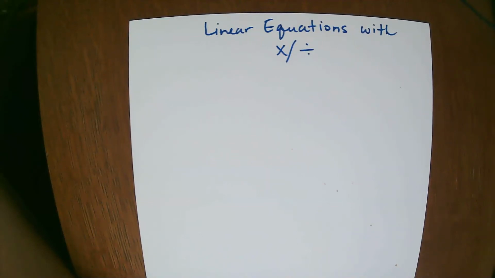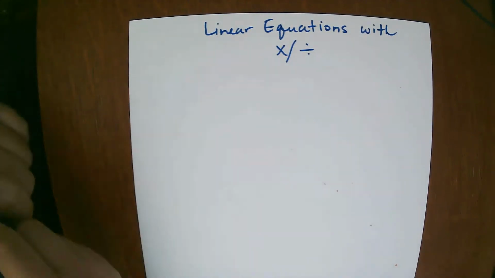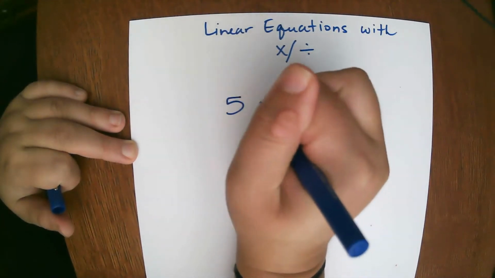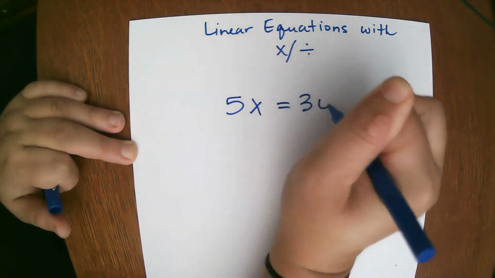Okay, we're going to go over linear equations with multiplication and division. So let's look at the first example here. We have 5 times x equals 30.